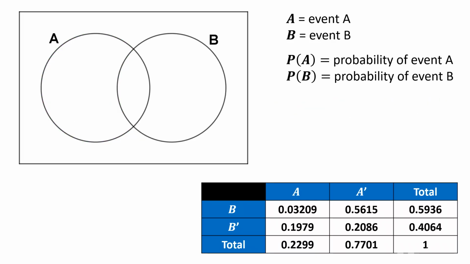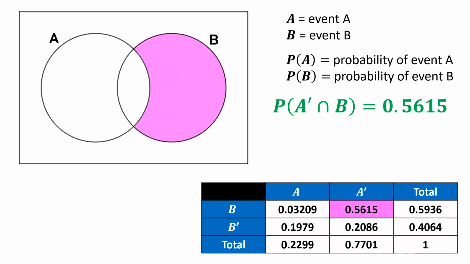And the last one to get your head around is P bracket A dash intersect B. So it's not A intersecting with B. So we want B but not A, which is all the students taking statistics by themselves.